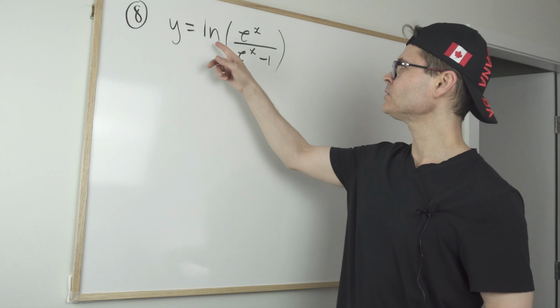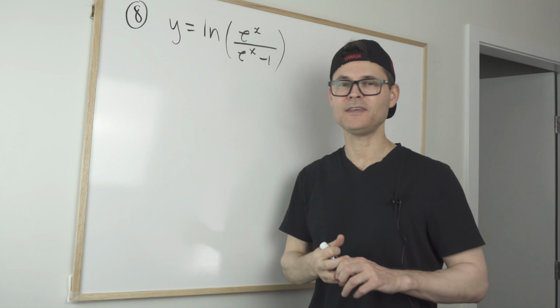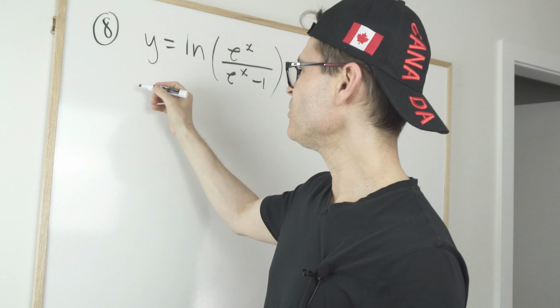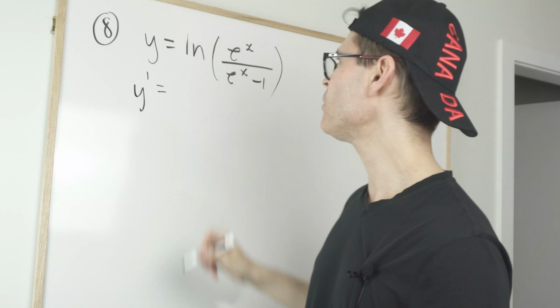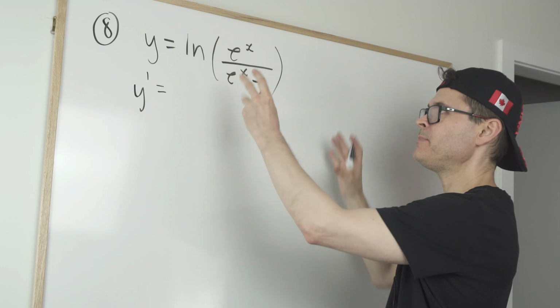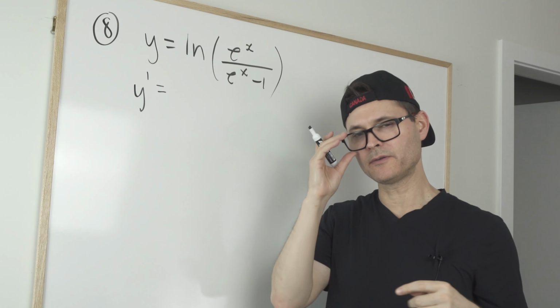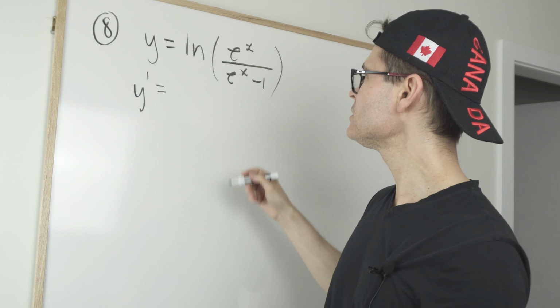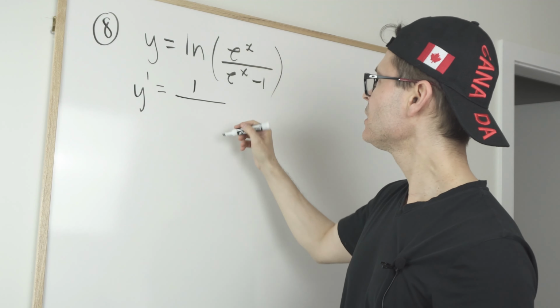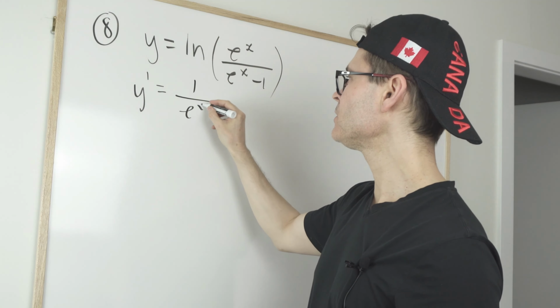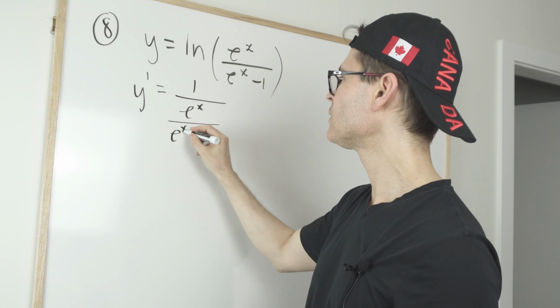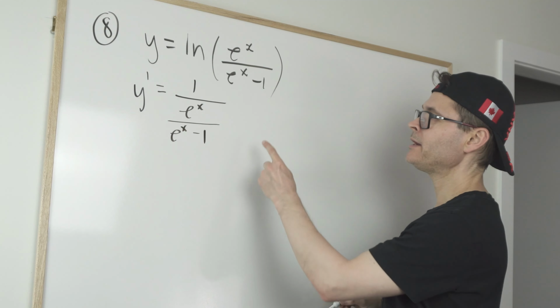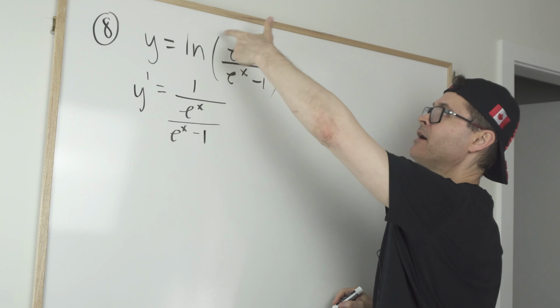Next one has ln in it. It also has e to the x. So I'll say y prime here for the derivative of y. The big function is ln. So the derivative of ln is 1 over what is being ln'd. So 1 over this, I'll write it out, multiplied by the derivative of the inside.